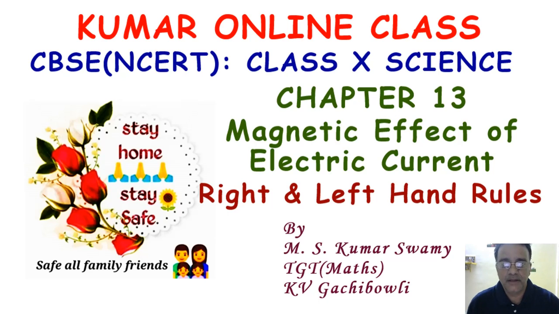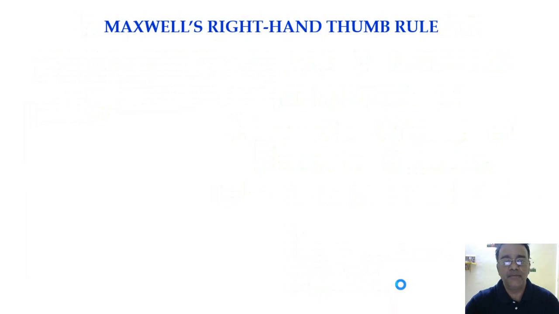Hello everyone. Today I'm going to take up the topic tips for right and left hand rules. There are two types of right hand rules. One is Maxwell's right hand rule and Fleming's right hand rule, and another one is Fleming's left hand rule. So let us start with the first topic, Maxwell's right hand thumb rule.